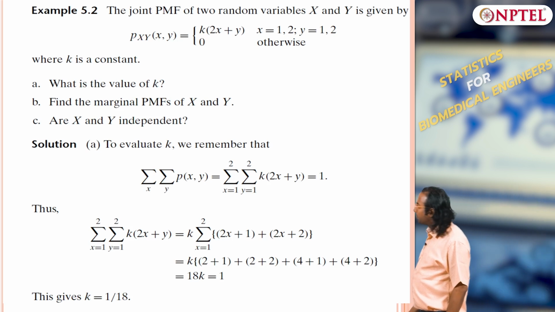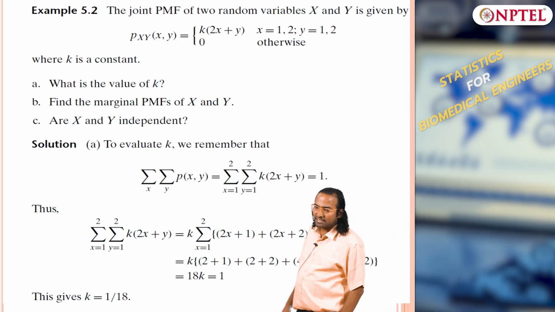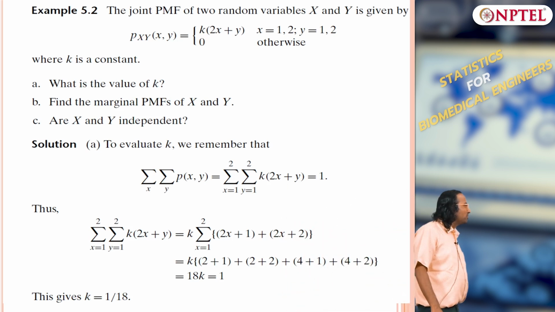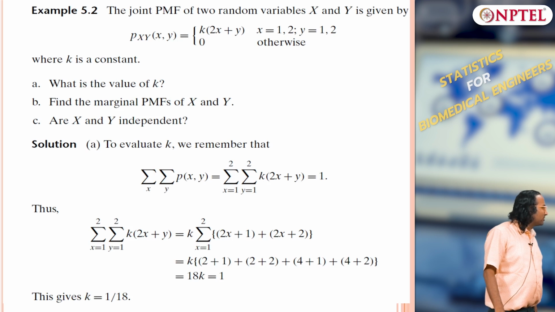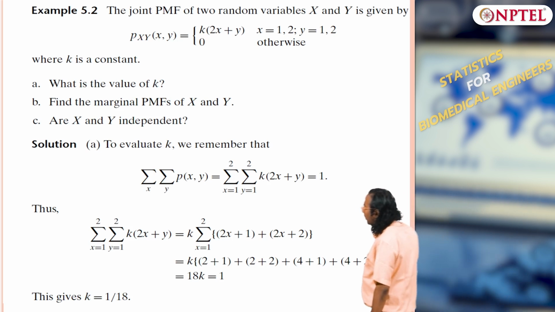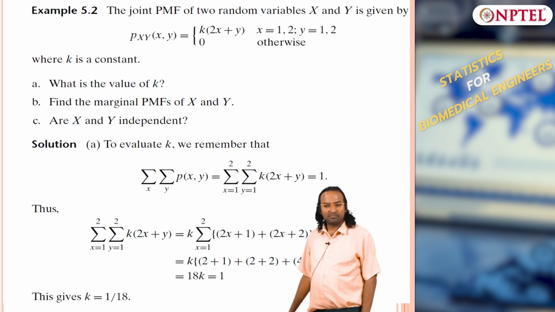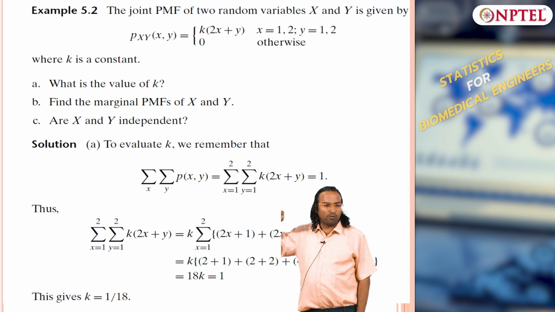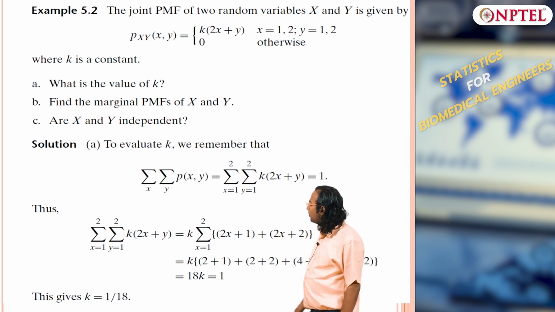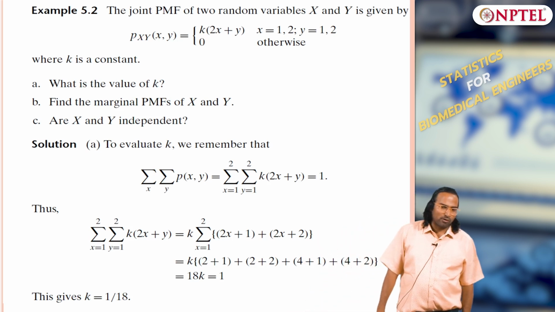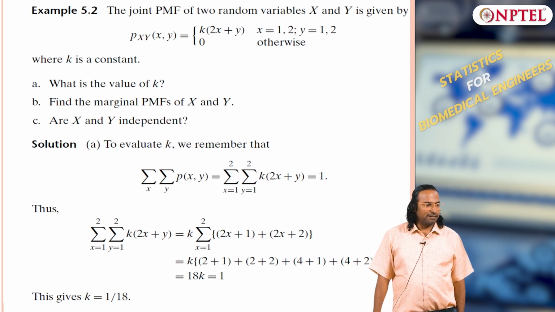What is the probability of the sample space? It is the summation along both x and y values. So I have summed along both x and y values. There are 2 values of x and 2 values of y, so totally you will have 4 components. For each value of y you will have 2 values of x. When you equate the sum to 1, you get k equals 1 over 18.